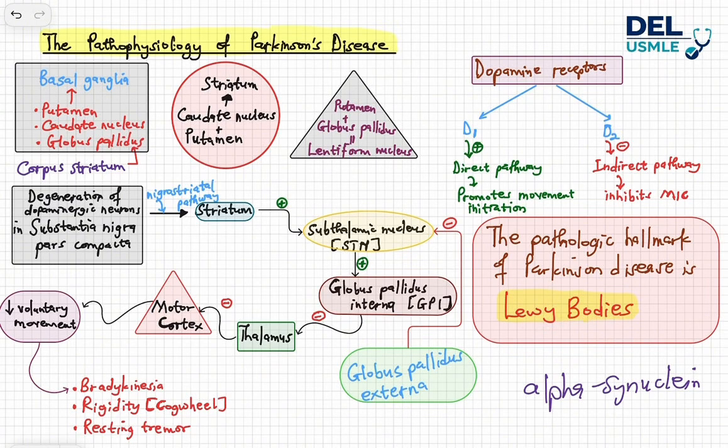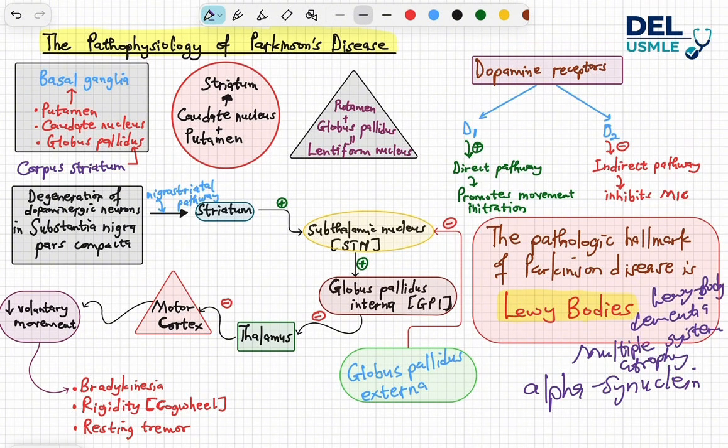Because of that, we'll say that the pathological hallmark of Parkinson's disease is going to be Lewy bodies. Lewy bodies are not only the pathological hallmark of Parkinson's disease. Lewy bodies are also noted to be the pathological hallmark of the following diseases. Which diseases are we looking at? Lewy body dementia and multiple system atrophy. These are all conditions that have Lewy bodies as their pathological hallmark. And that, in short, is the pathophysiology of Parkinson's disease.